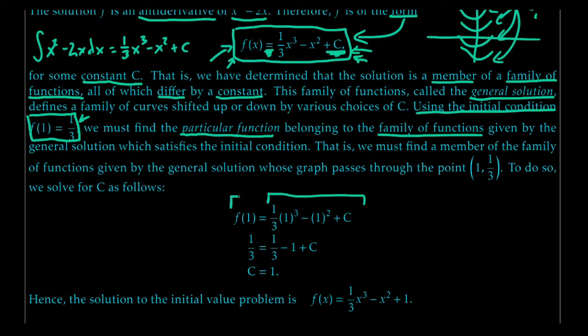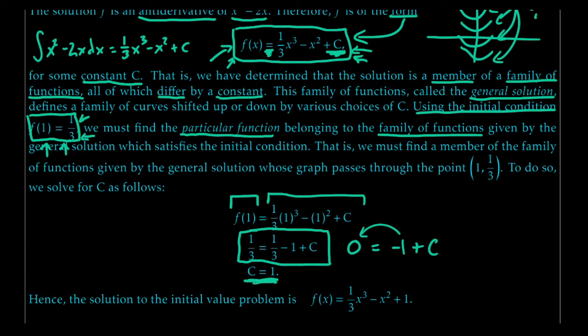Okay, cool. Since I know that f of 1 has to be equal to 1/3, I'm going to replace f of 1 with 1/3. Now at this point, I've got something that I can solve for c. I've got 1/3 equals 1/3 minus 1 plus c. So all I have to do is subtract 1/3 from both sides and get that 0 is equal to minus 1 plus c. And moving that minus 1 over to the other side, I get my answer. C is equal to 1.